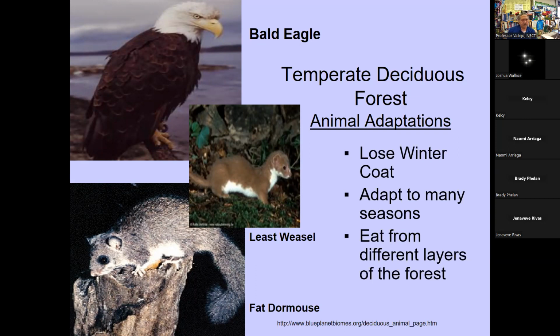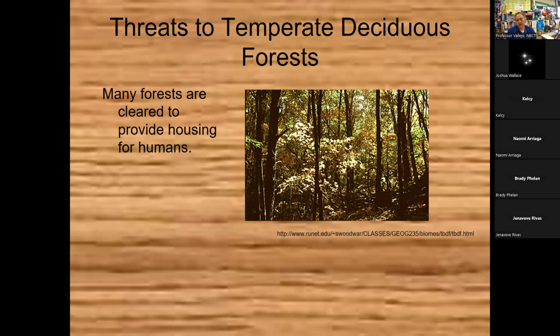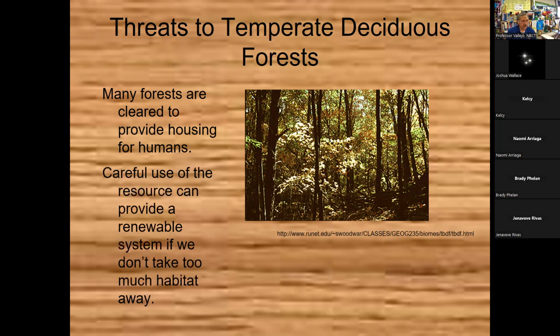So what about the temperate deciduous forests, or just the deciduous forests? How do we take care of them? Well, many forests are cleared to provide housing for humans, as you saw from the graphic. Most of the population lives in this area. Careful use of the resource can provide a renewable system if, big if, we don't take too much away from the habitat. So that's a deciduous forest.